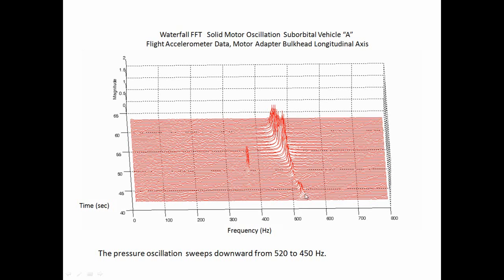So in this case, we see the pressure oscillation. It begins at about 520 hertz there. And then over time, as mass is expelled, it sweeps downward to 450 hertz. So that's important to know for design and test purposes for avionics.